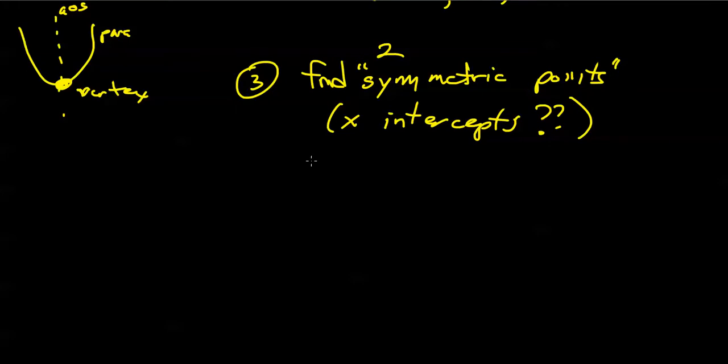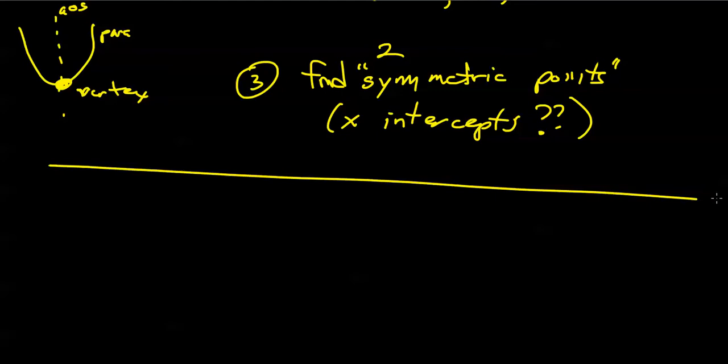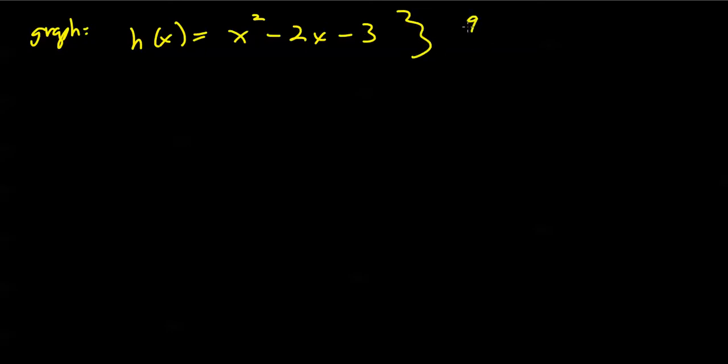Okay? So, I'm going to give you an example of how to invoke this three-step system to find a graph of a parabola. Here we go. Graph h of x equals x squared minus 2x minus 3. Alright, this is a quadratic function.